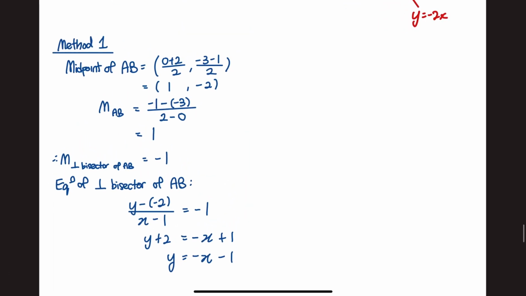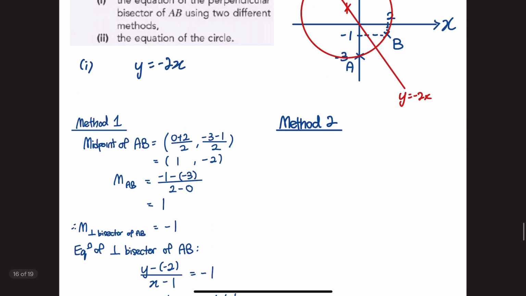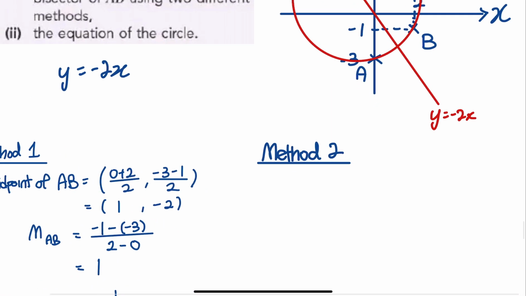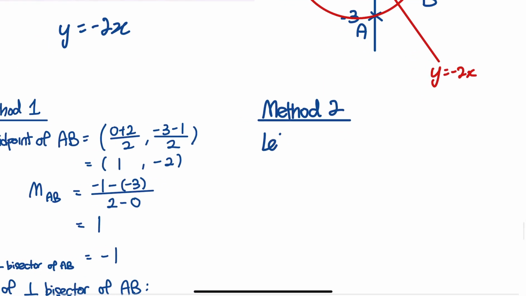Method 2, something which may be slightly different from what you may have thought of. Remember, to find the equation of any perpendicular bisector, we need one point first. So over here, I let this point P, where the coordinates are (x, y), be a point on the perpendicular bisector.